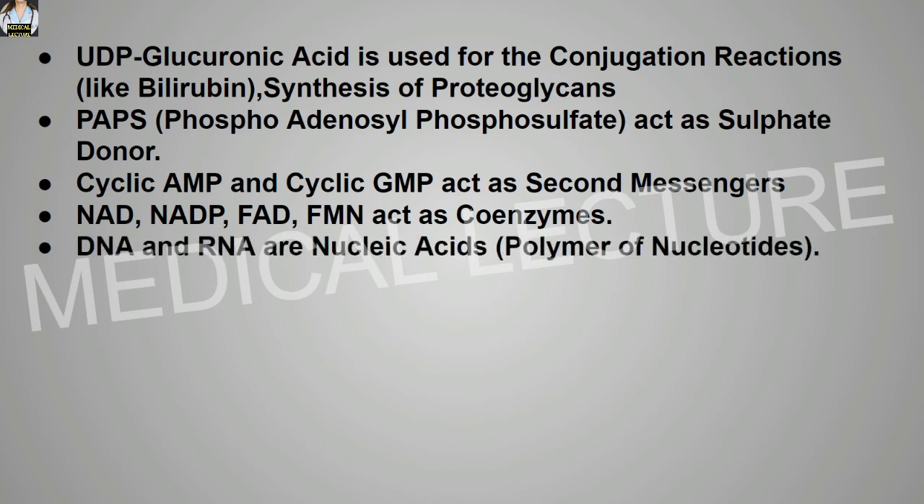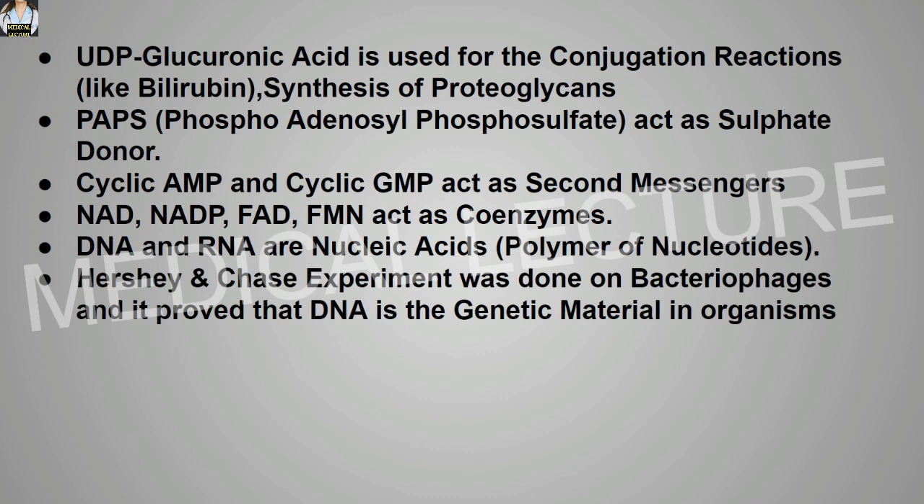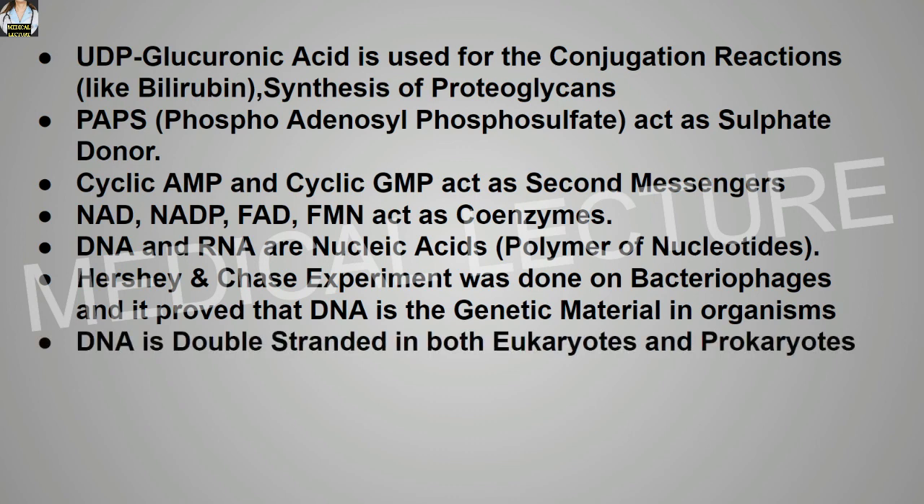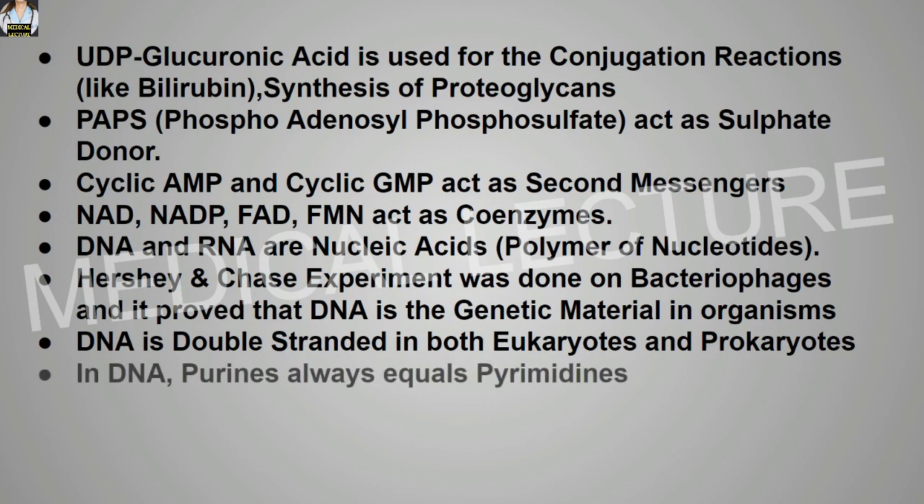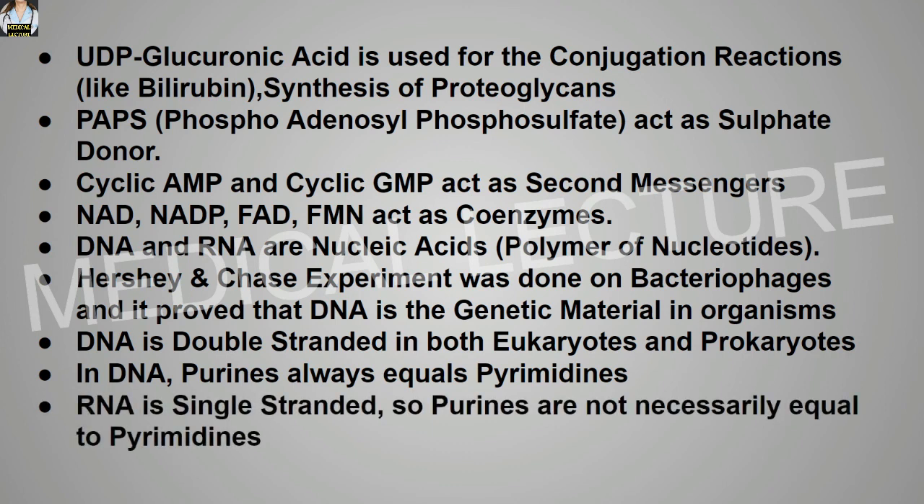DNA and RNA are nucleic acids, or polymers of nucleotides. We discussed this previously also. The Hershey and Chase experiment was done on bacteriophages and it proved that DNA is the genetic material in organisms. DNA is double-stranded in both eukaryotes and prokaryotes. In DNA, purines are always equal to pyrimidines. RNA is single-stranded, so purines are not necessarily equal to pyrimidines.